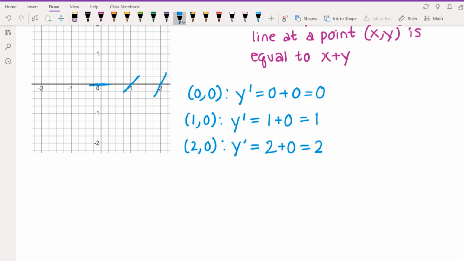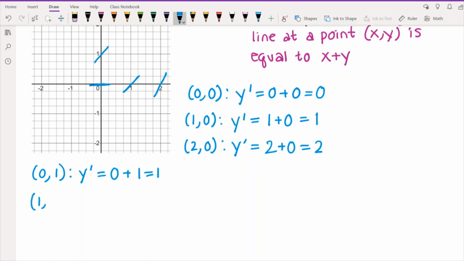Okay, so let's try a few more points. What about if we had the point (0, 1)? At (0, 1), y prime is going to be equal to 0 plus 1, which is 1. And so that means that at (0, 1), we're also going to have a slope of 1.